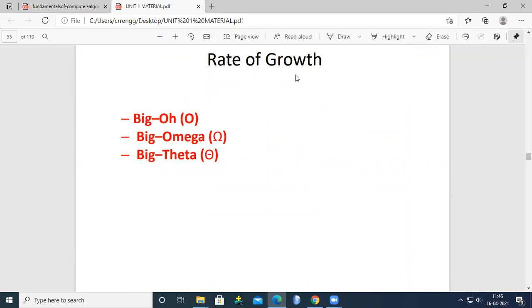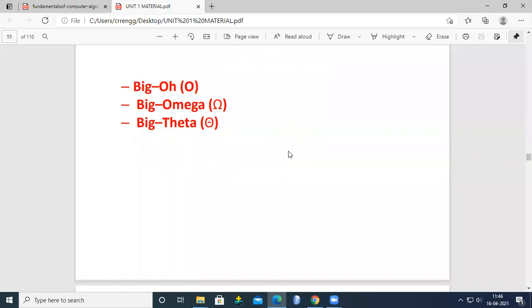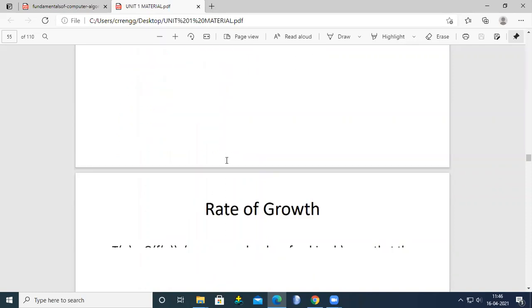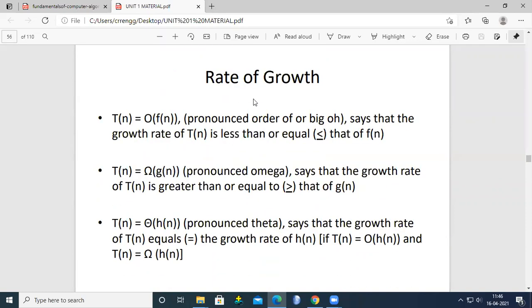Time complexities, asymptotic time complexity. We already considered big O notation, big omega notation, big theta notation. These are the three notations we consider. Big O notation works as an upper bound, big omega notation works as a lower bound, big theta notation works as a medium one, an average one. So rate of growth means how the curve of the function grows, or what is the growth rate of that particular function.